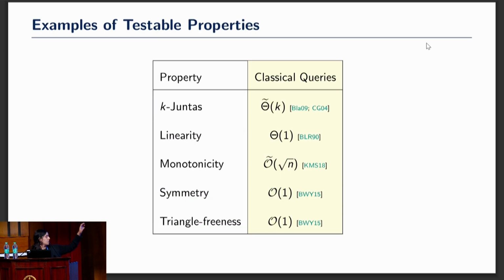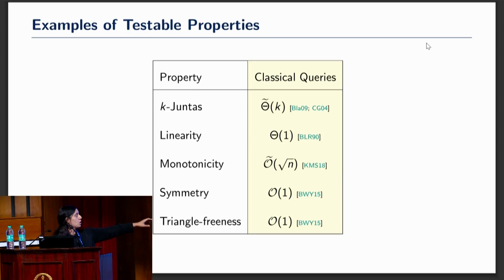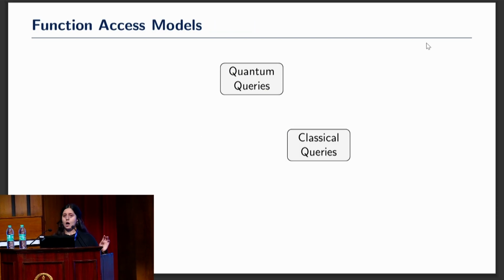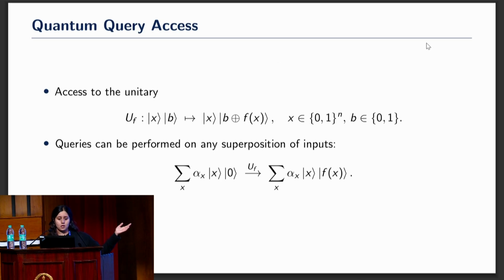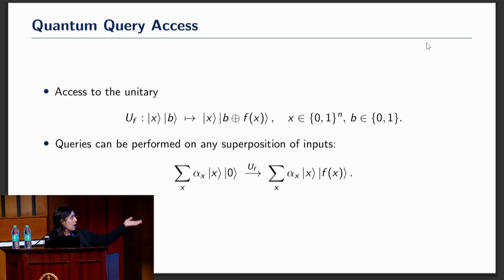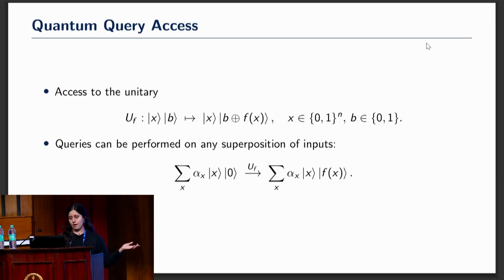Okay, and these are examples of other properties that have been studied under this model, and we'll be talking about some of these later. Another natural model is quantum queries. So this is the model that we all know and love, where we have access to a unitary, and on any superposition of inputs that we want, we can apply our quantum oracle U_f.